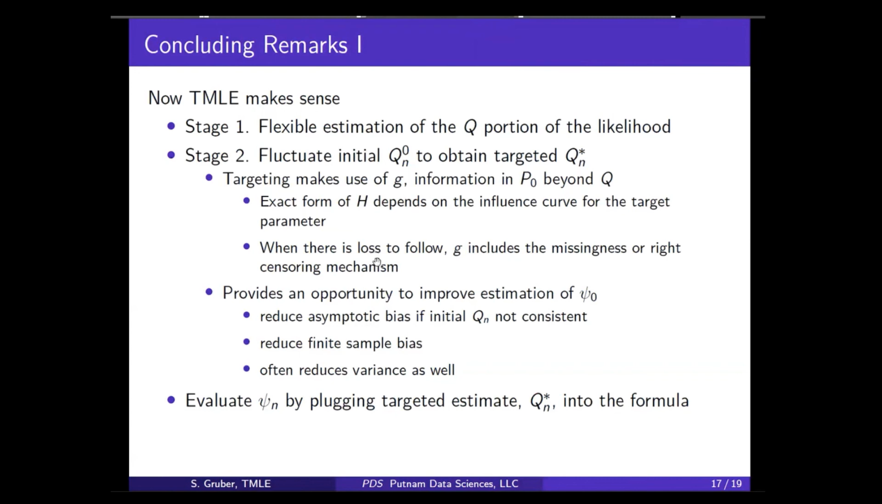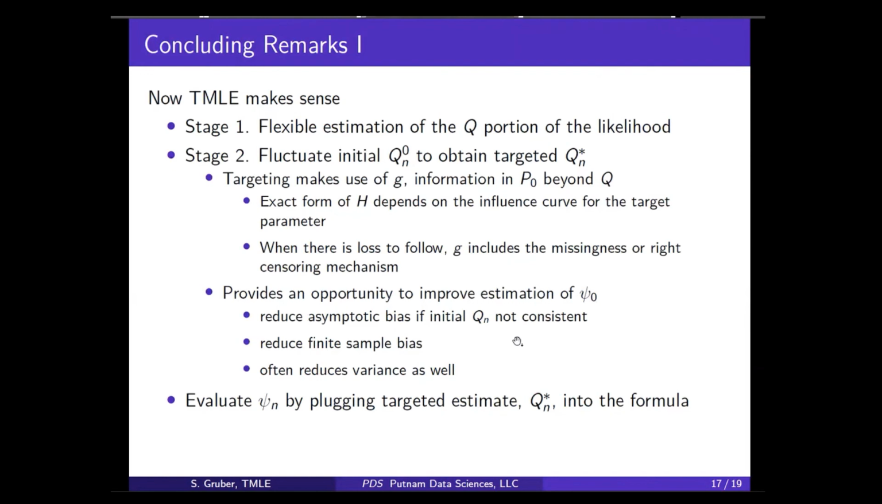Oh, and this is just to give you a sense: when there's lots of follow-up, then not only would G include the propensity score, but we'd also include those inverse probability of censoring weights, like the missingness or the censoring mechanism. Because we're using information from all these parts of the likelihood, that's going to generally help with efficiency, and it will help with bias when we need to help with bias. So it provides an opportunity to improve the estimation of the parameter we care about, the true parameter psi 0.